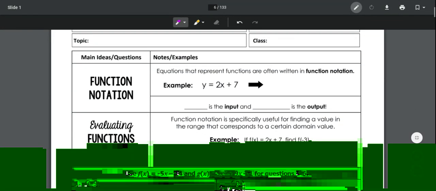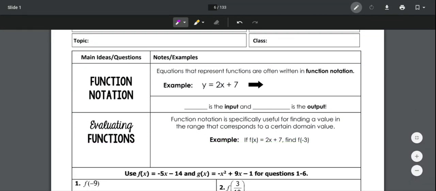Today's video will be covering function notation, and we will talk about evaluating functions. This shouldn't be too long. I'm hoping there's a few examples that I want to look at. This is the second part of this first unit, which is unit 2. So first of all, let's just start with function notation.